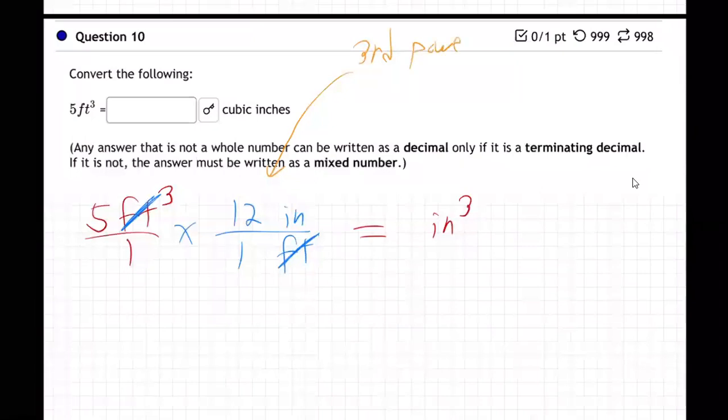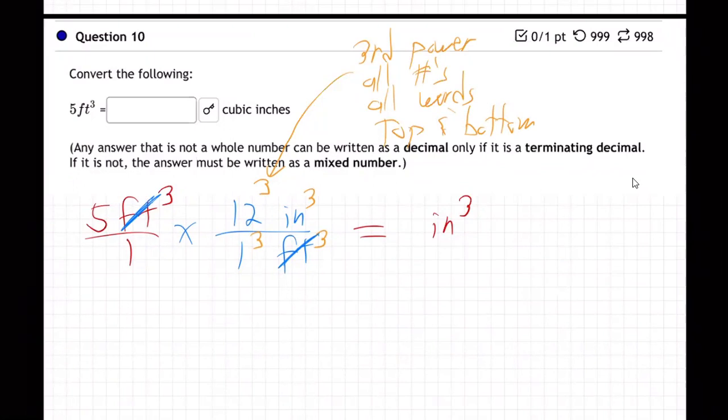Third power, all numbers, all words, top and bottom. We third power that whole fraction. Third power, third power, third power, third power, right? As long as you do the same thing to the top and the bottom of a fraction, you don't change it. It's all good. Third power, everybody. There we go.